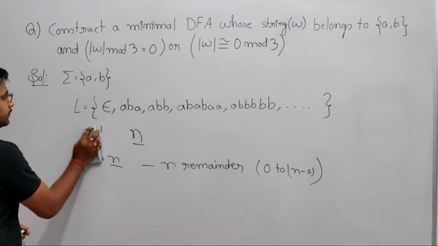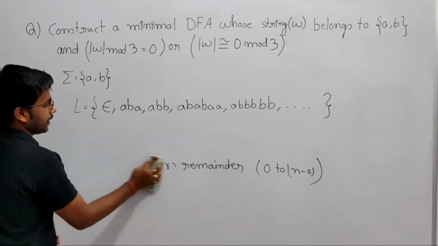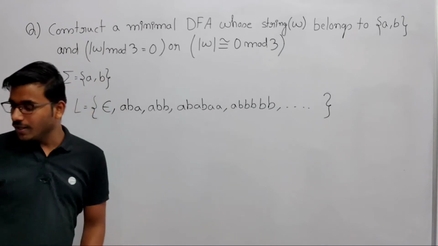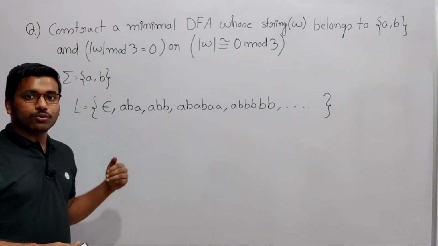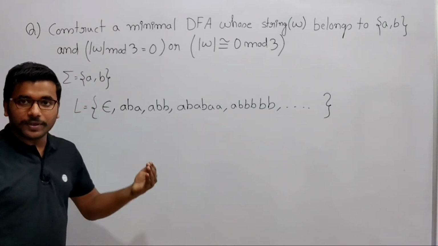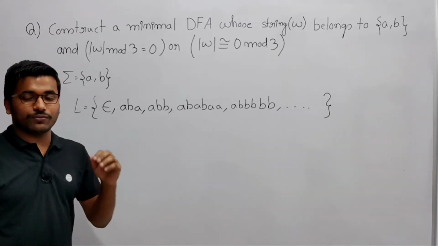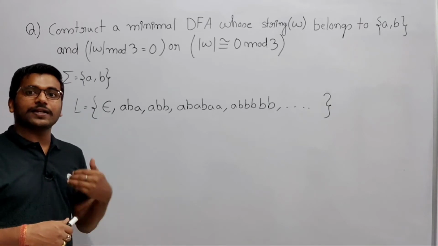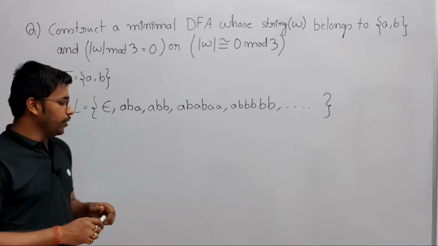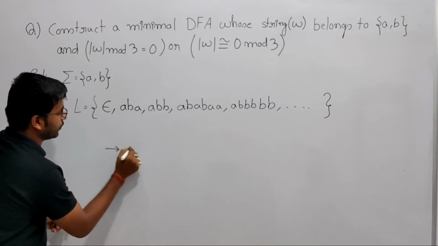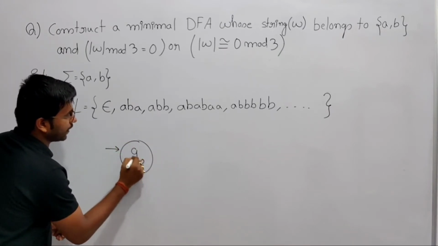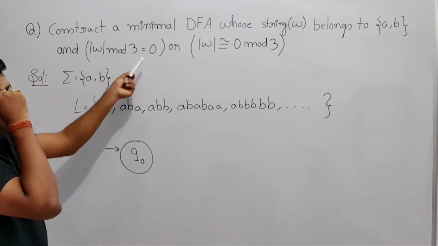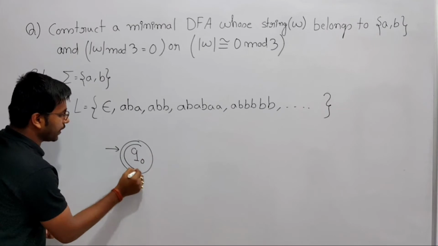So when you divide any number by 3, you are going to get 3 remainders, and to indicate that the remainder is 0, 1 and 2, we require 3 states. One state will indicate that the remainder is 0, another state that the remainder is 1, and another that the remainder is 2. So I will make one state Q0. This state indicates that the remainder is 0, and since I need to accept when the remainder is 0, I need to make this state a final state.